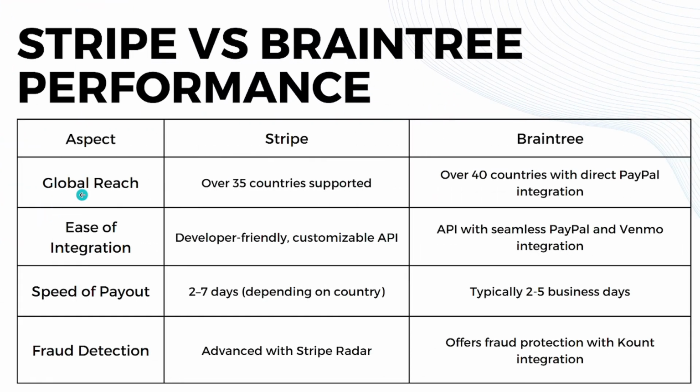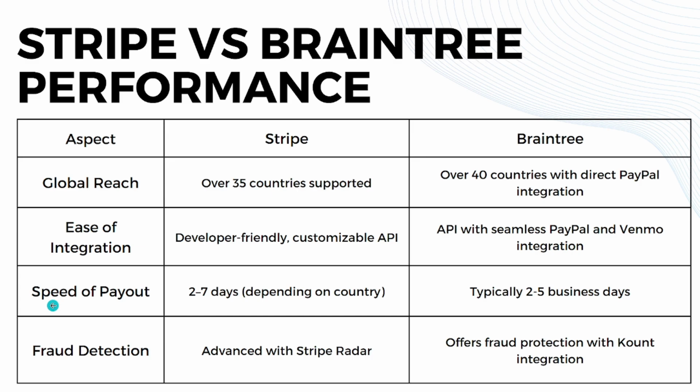When we talk about global reach, Stripe supports over 35 countries, while Braintree supports over 40 countries with direct PayPal integration. And when we talk about ease of integration, Stripe is developer friendly, and also has a customizable API. When it comes to Braintree, they have an API with seamless PayPal and Venmo integration. So pretty easy if you already work with PayPal and Venmo.